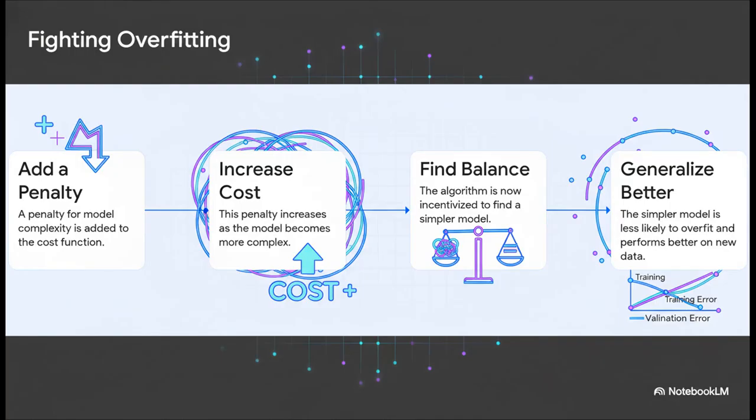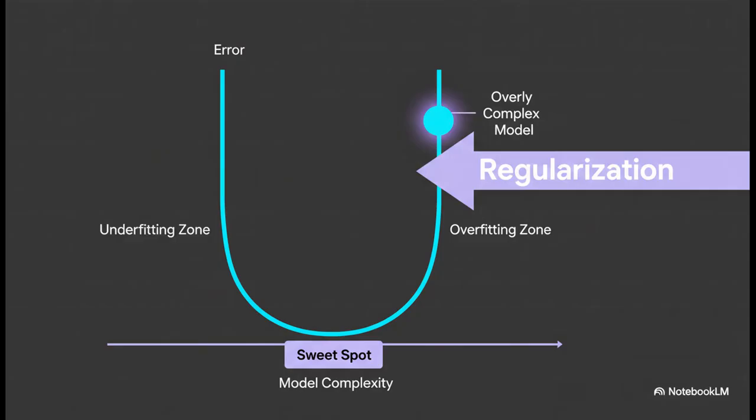So how does this actually work in practice? It's pretty clever. We actually change the model's goal. Instead of only trying to get the training answers right, we add a complexity penalty to its score. So now the algorithm is playing a whole new game. It has to find a balance between getting a good score on the training data and keeping its own complexity as low as possible. And that's really the key takeaway here.